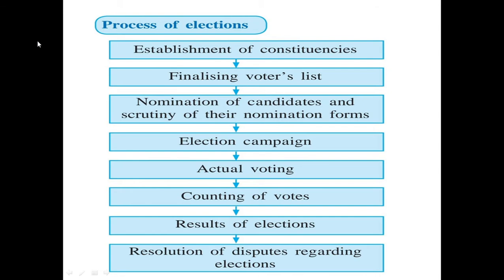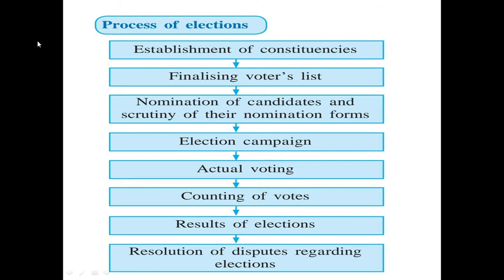Fifth point is actual voting. The Election Commission decides the entire process as to when and in how many stages election has to be conducted. Then a particular date is set for the actual voting.